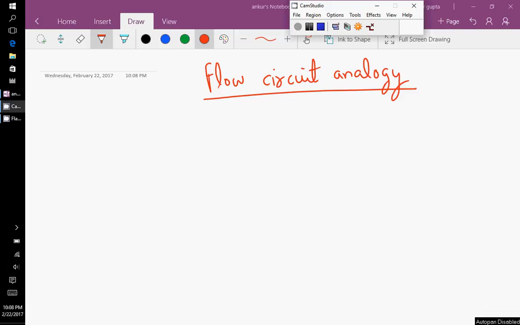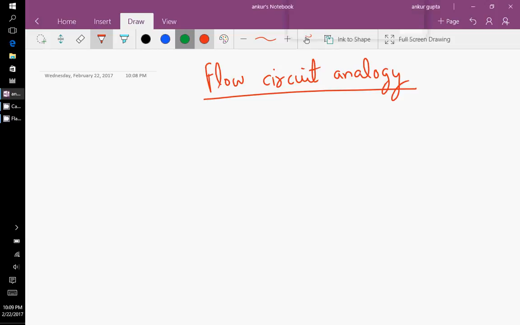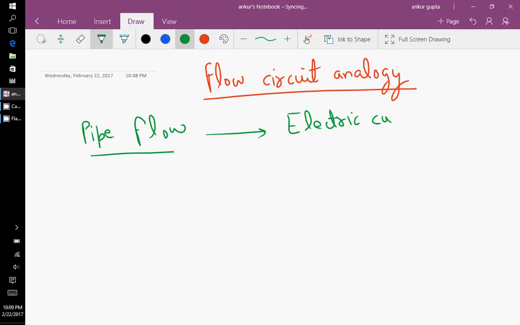Hi everyone. In this video, we will be discussing the basics of flow circuit analogy. Basically, what we are trying to do is to relate what we have learned in pipe flow to electric current. So we'll go from pipe flow to electric current, and the idea is that we'll relate these two in an analogous way.